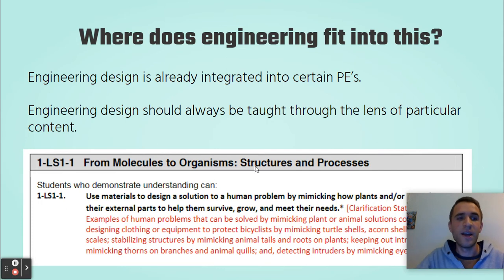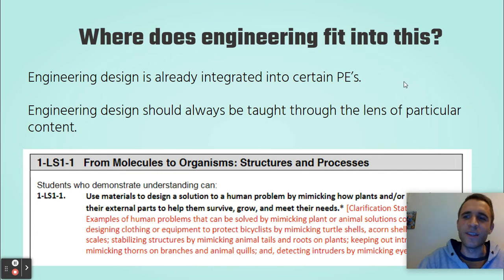I give you an example here of a first grade performance expectation where students are using materials to design a solution to a human problem, right? This is an engineering focus of this inquiry. And so engineering design should always be taught through the lens of particular content. It should never be taught isolated in its own quote-unquote engineering domain. It should always be taught through the lens of a particular content or particular domain, like life science or physical science. All right, so that's just a little tidbit.